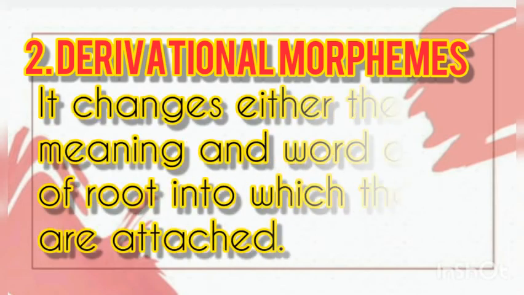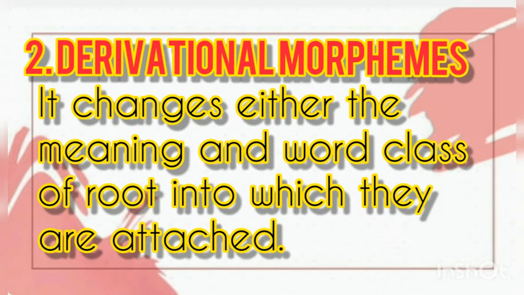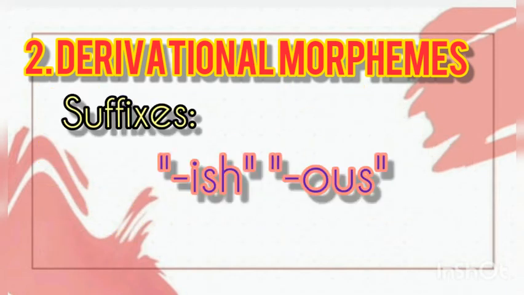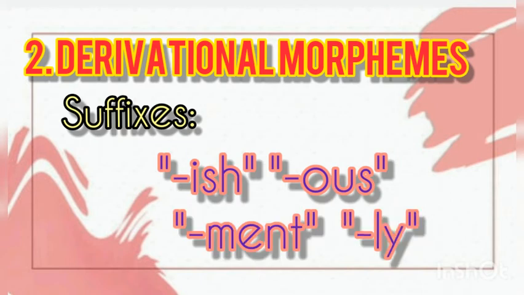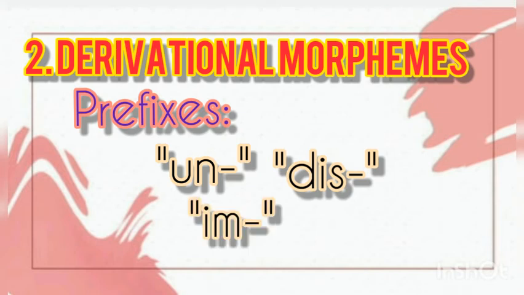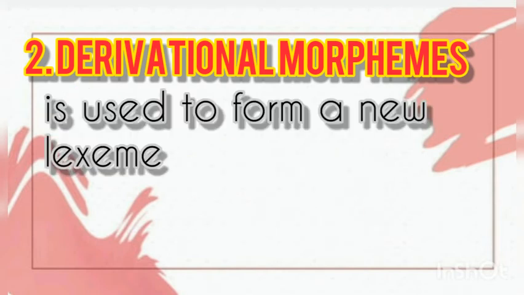The second one is derivational morphemes. A morpheme is derivational when it changes the semantic meaning of a word. It changes either the meaning or the word class of the root to which it is attached. Derivational morphemes include suffixes like ist, ous, ment, and ly, as well as prefixes like un, dis, im, and re. How we use morphemes also depends on the sentence context.